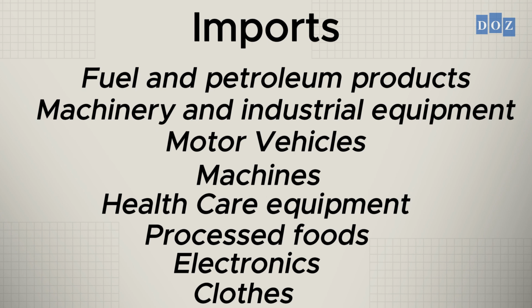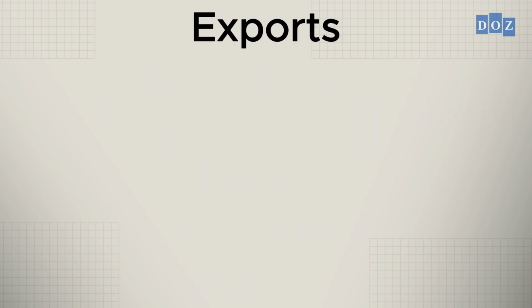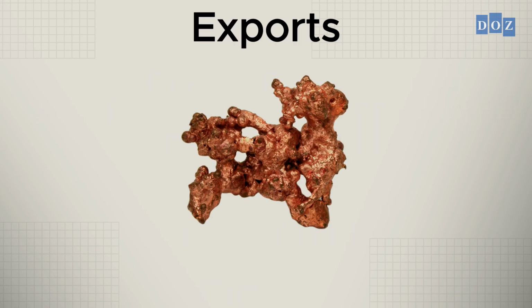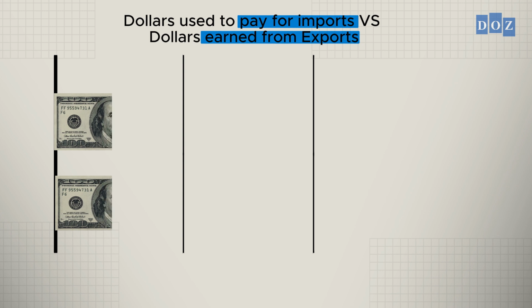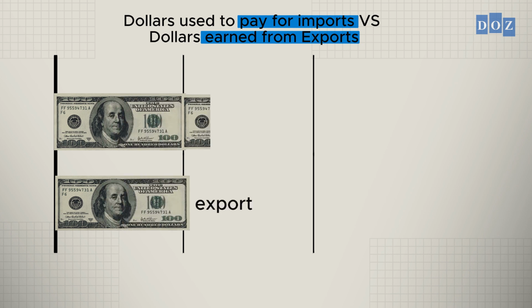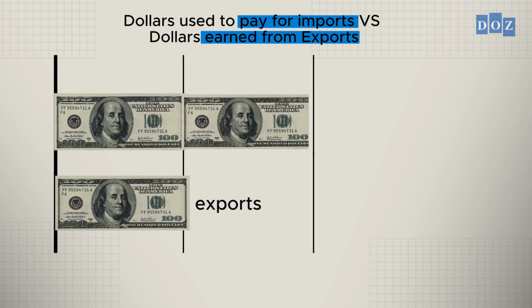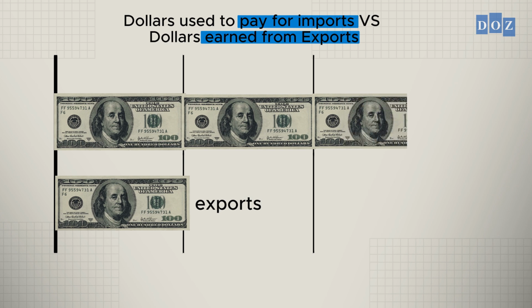But on the export side, Zambia relies mostly on a few key products, especially copper. That's a risky position. When copper prices drop on the global market, or if mining output slows down, Zambia doesn't earn enough dollars from exports to keep up with the cost of imports. This imbalance is what creates trade deficits. For Zambia, a trade deficit means we're using a lot more foreign currency, like the US dollar, to pay for imports, but we're not earning enough dollars through exports.